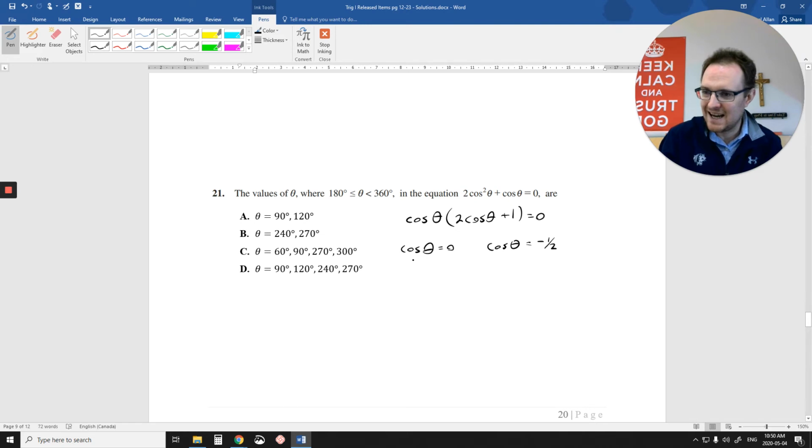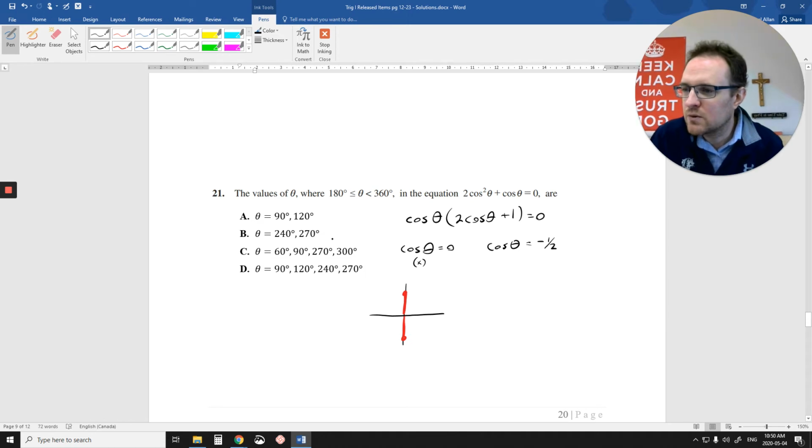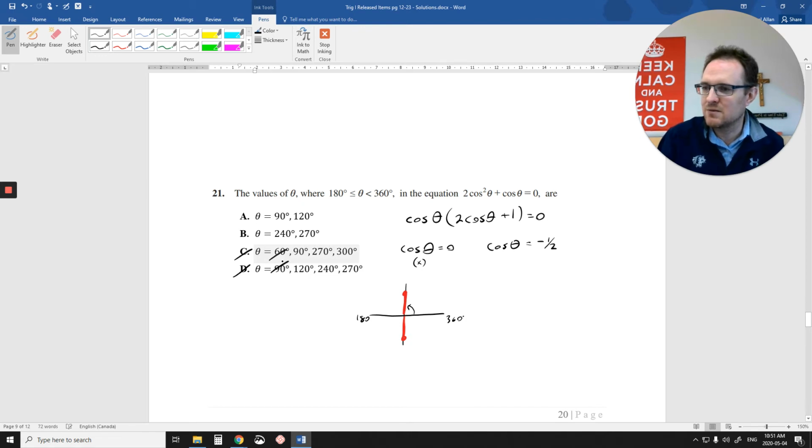So cos, remember, is the x value. So where on the unit circle is my x value equal to 0? On the unit circle, it's equal to 0 when it's straight up and down. Right there. So between 180 and 360. So my 90 degree, I'll just cross those off because they already have answers there beyond the domain. So only between 180 and 360, just the bottom half. 90 degrees would be an answer for the full circle. But we have 270 as well. Looks like B is going to be the only answer there.